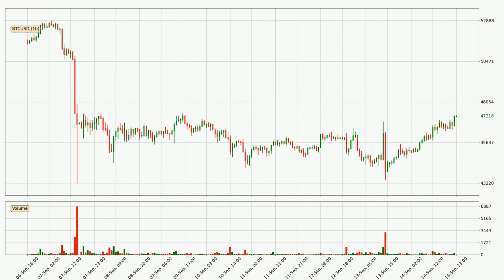By looking at the hourly time frame for Bitcoin, we can see that the price moved up quickly with around 5.0% in the last 24 hours, with a current price of 47,218. However, the volume wasn't especially high, so this move wasn't very strong.